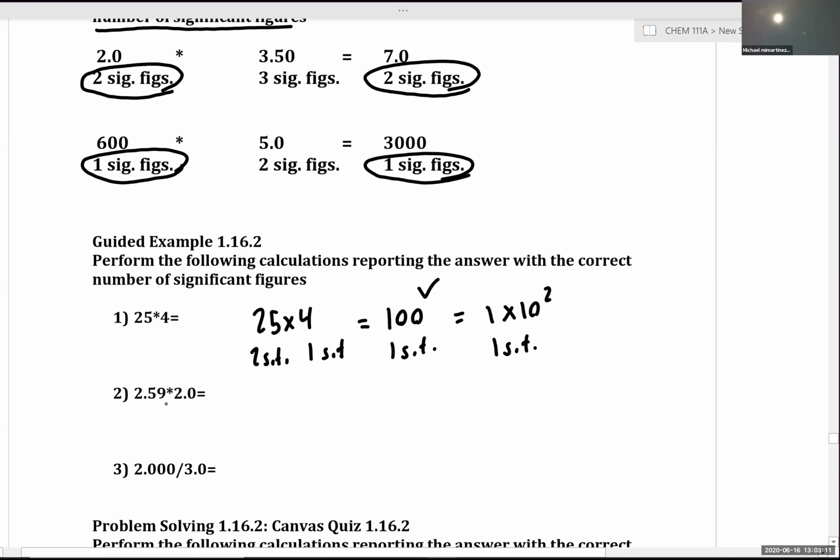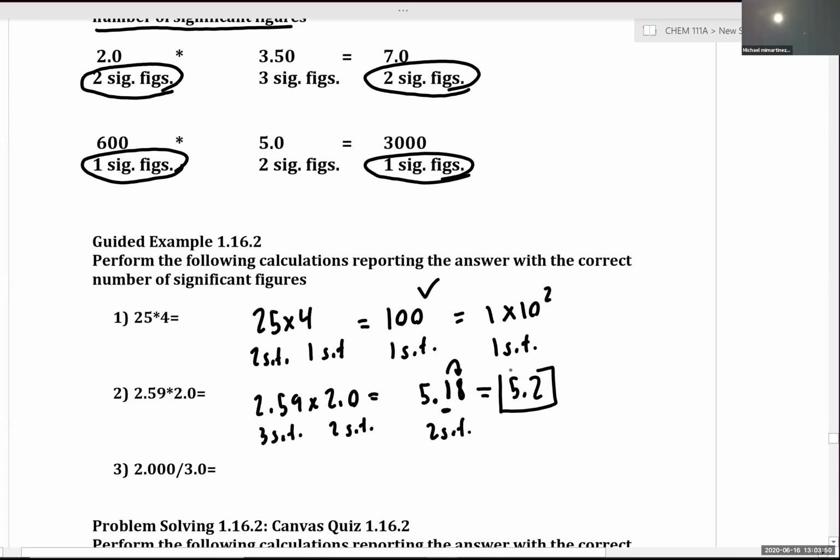Let's look at this next example, 2.59 times 2.0. Okay, so we have 3 sig figs and 2 sig figs. If we multiply it out, we get 5.18. We then look at our last significant digit. We want 2 sig figs in our answer, so we look one space to the right. 8 is greater than 5, so we round up to 5.2.